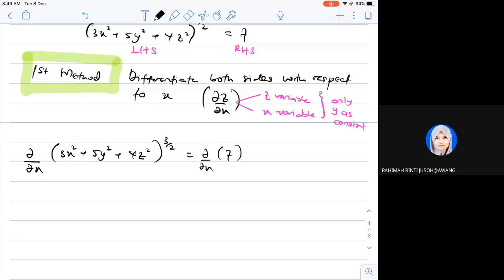Okay, now differentiating a function with power, we should bring this power to the front, right? We should bring the power of 3 over 2 to the front. So we will have 3 over 2 and then copy everything, 3x squared plus 5y squared plus 4z squared. Okay, now 3 over 2 minus 1, we will get 1 over 2. Yes, 1 over 2. Okay, and then multiply by differentiate inside the bracket.